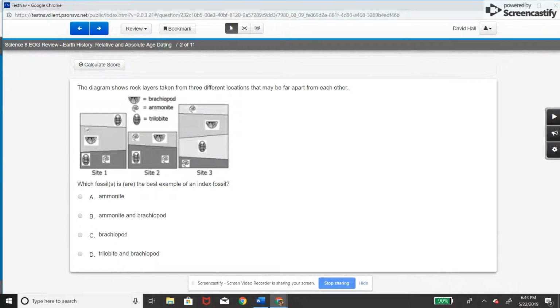All right. Now here's a diagram showing 3 different locations that may be far apart from each other. Which fossils are best examples of index fossils? Index fossils should be in only one layer, and they should be in every site. So here we have the trilobite, here and here. That's more than one layer. Ammonite, more than one layer. Brachiopod, one layer and in all 3 sites. Brachiopod makes the most sense. Okay.